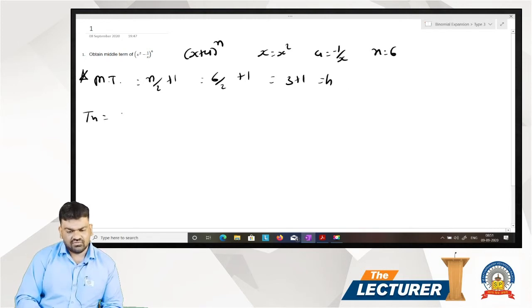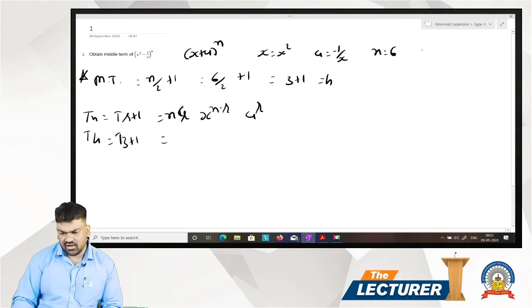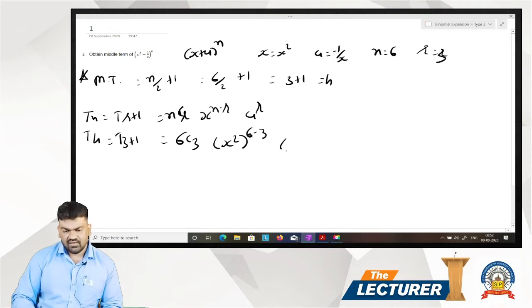Tn is equal to Tr plus 1 NCR x raised to n minus r a raised to r. T4 that is T3 plus 1, so r is equal to 3. 6c3, x means x square raised to n minus r, n minus r that is 6 minus 3, a minus 1 upon x raised to 3.